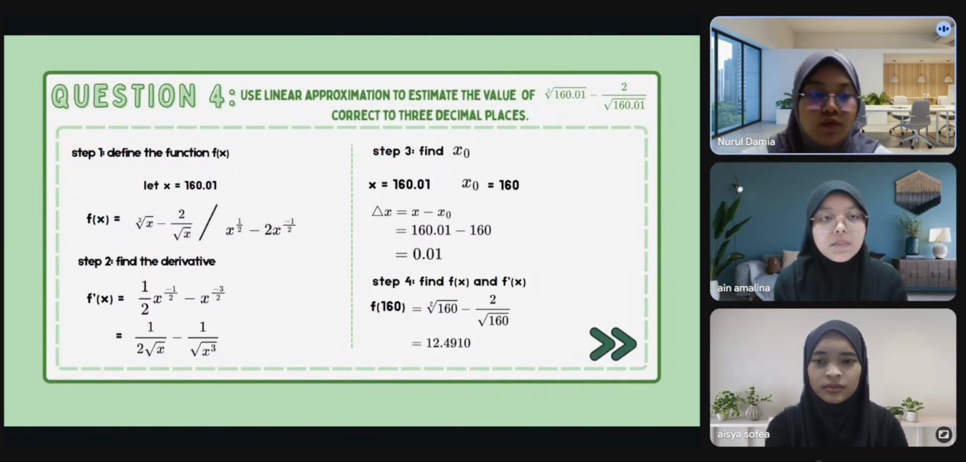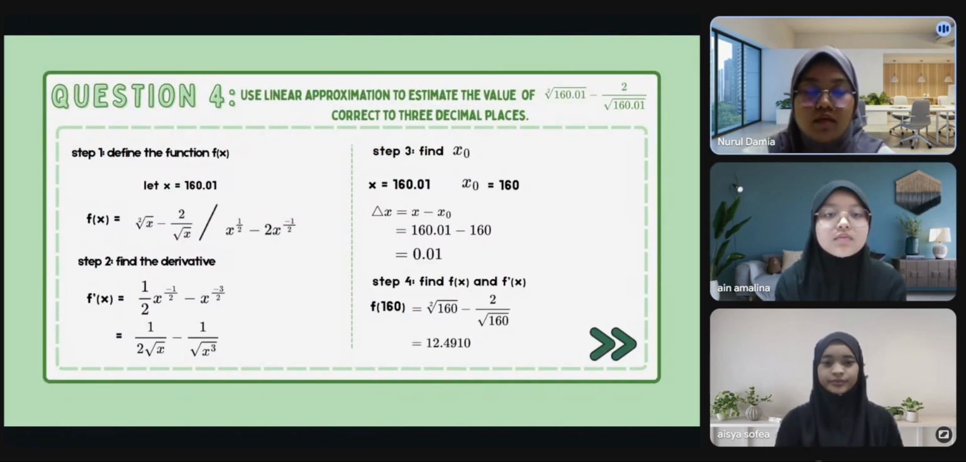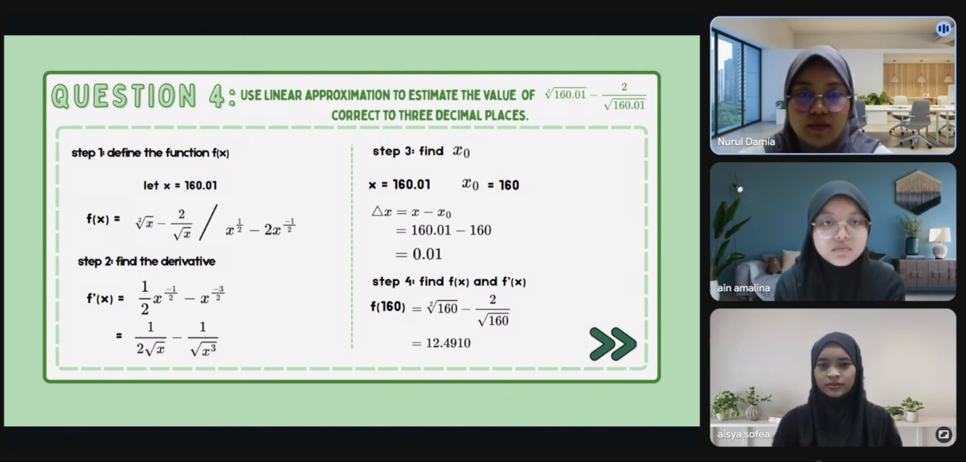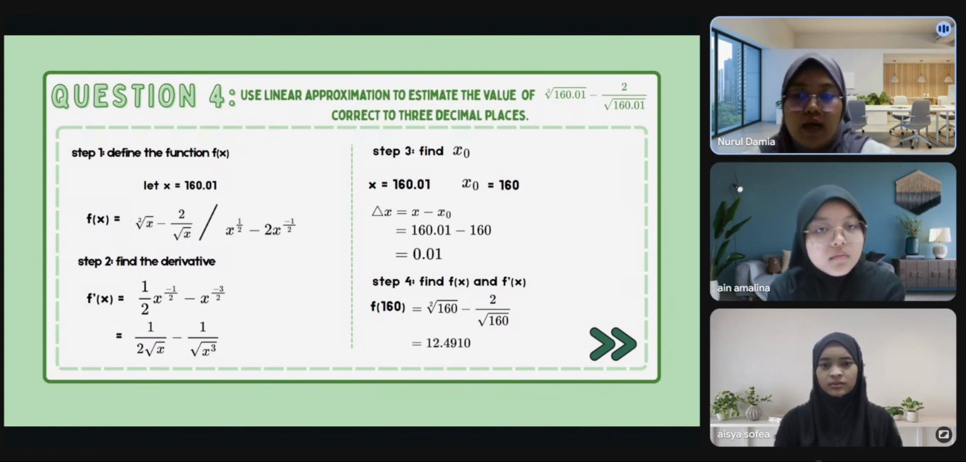Alright, for the last question, which is question 4, the question is: use linear approximation to estimate the value of square root of 160.01 minus 2 over square root of 160.01. So first, we need to define the function. But before we define the function, of course, we need to find x first. So here, I let 160.01 become x.